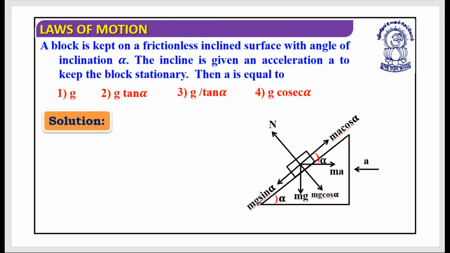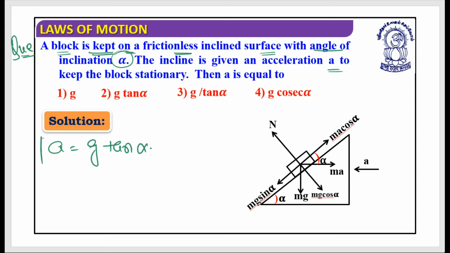Look at the question. What does it say? It says that a block is kept on a frictionless inclined surface with angle of inclination alpha. The incline is given an acceleration a to keep the block stationary. Then a is equal to, yes, we have done this. This a should be equal to g tan alpha.